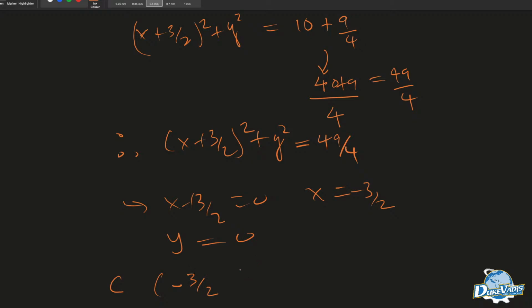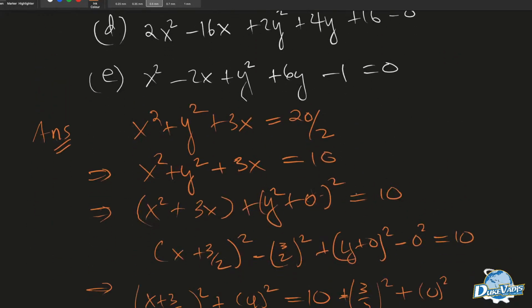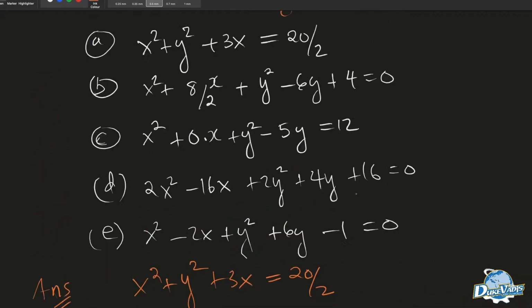And we have 0 here for y, and the radius squared will be 49 over 4. So when we take the square root of that, this will be the square root of 49 over 4, which is 7 over 2. Is it anything difficult? Okay, now let's look at the other ones.